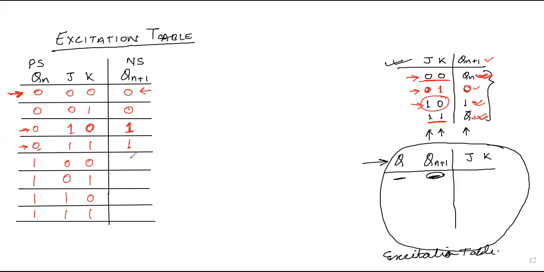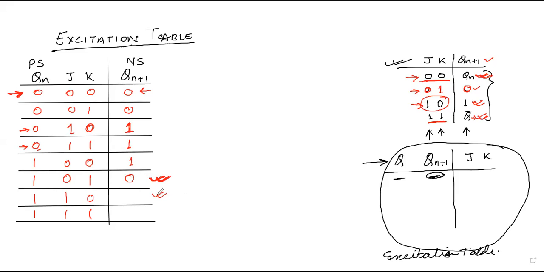Okay, so again for JK equal to 0 0, what will be the next state here? It equals the present state. So what will be the value here? 1. Yes, 1 as the output or the next state. Next, please tell me what I should fill here. 0. Good.